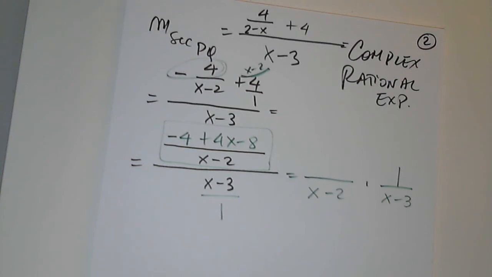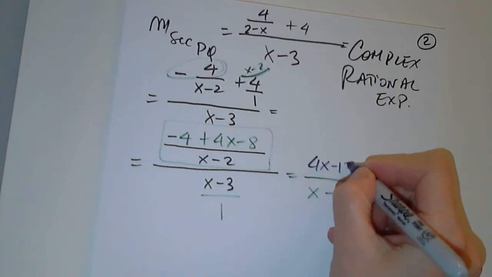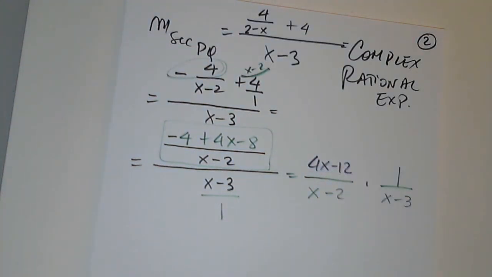And please give me the top of the first fraction, the top fraction. 4x minus 12. Indeed. Good. Now I notice something. This is nice and clean, but this isn't. What should I do to that expression?